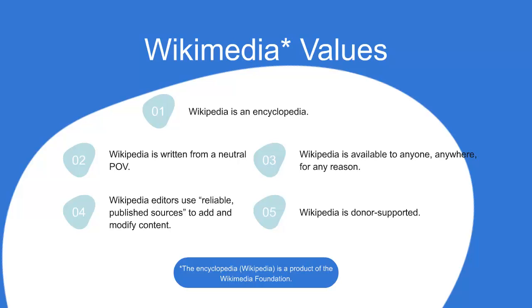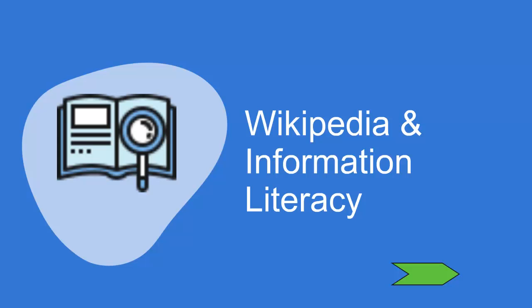Being accessible and free are key to Wikipedia. Being donor-supported means that private industry and capital don't play into the content or to competing interests. Crucially, Wikipedia is an information resource that can be used for learning and knowledge creation. In the next few minutes, you'll learn about Wikipedia's relationship with information literacy concepts and processes.